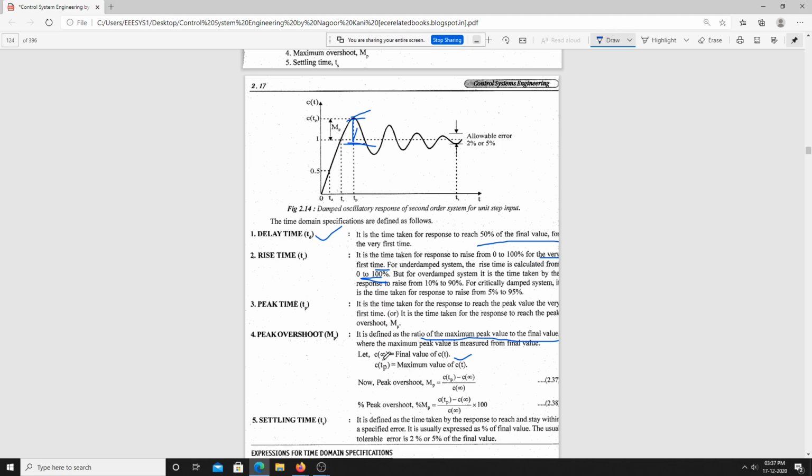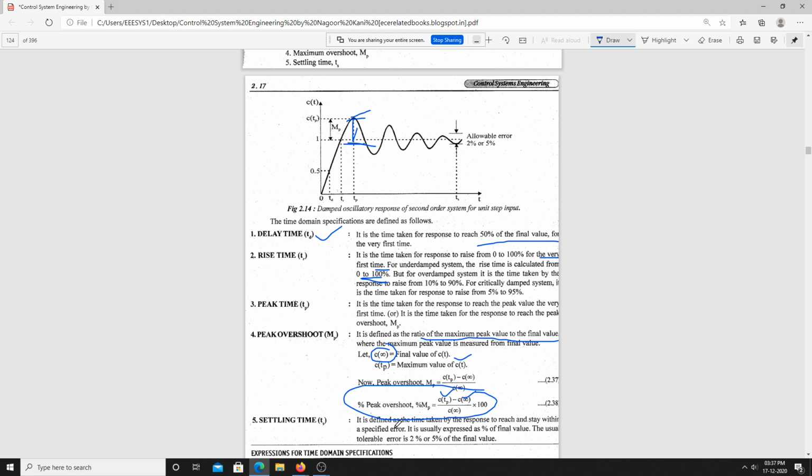So for that purpose, we simply call it C of infinity for the final value. And next, the maximum value of C of t is nothing but C of tp, I mean the peak value. So what will be the maximum peak overshoot here? C of tp minus C of infinity, divided by C of infinity, into 100. This is the maximum peak overshoot that we are having. Is it clear?